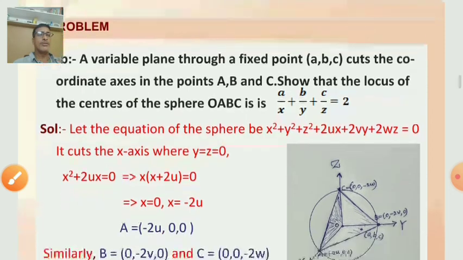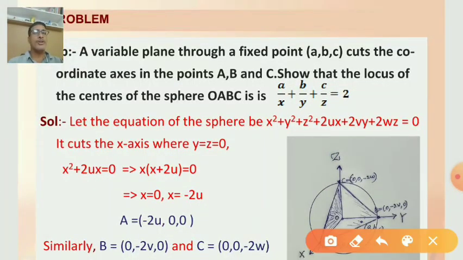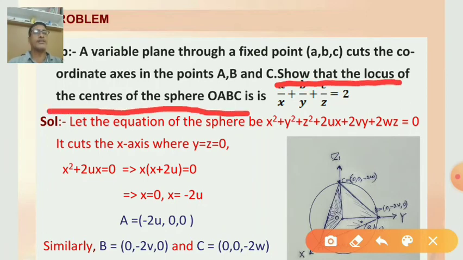What you have to do here is, you have to show that the locus of the centers of the sphere OABC is a by x plus b by y plus c by z is equal to 2.